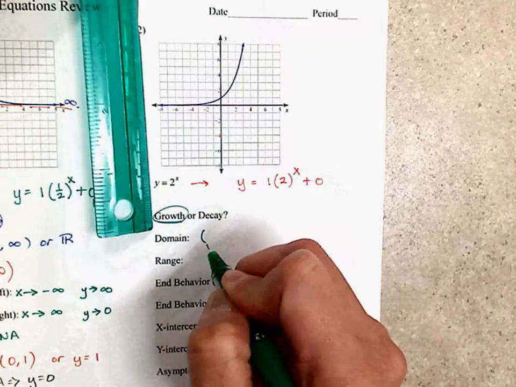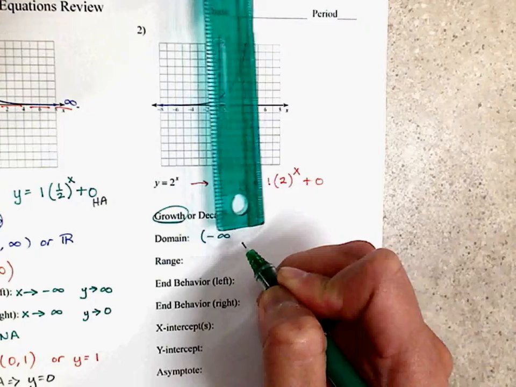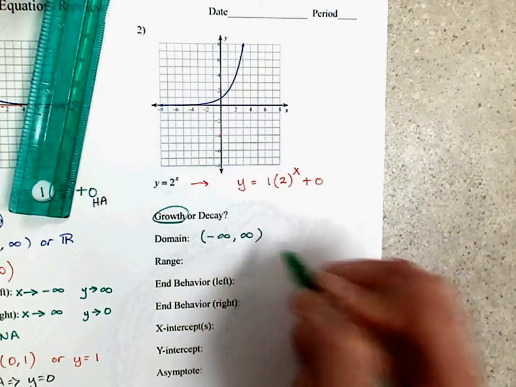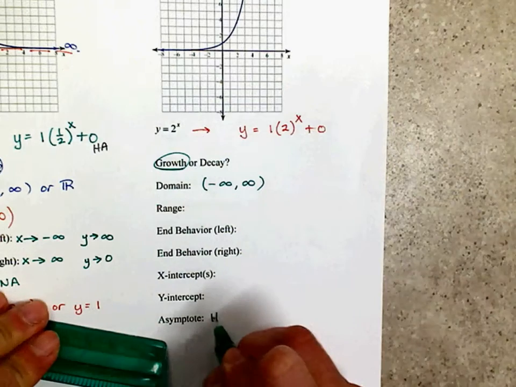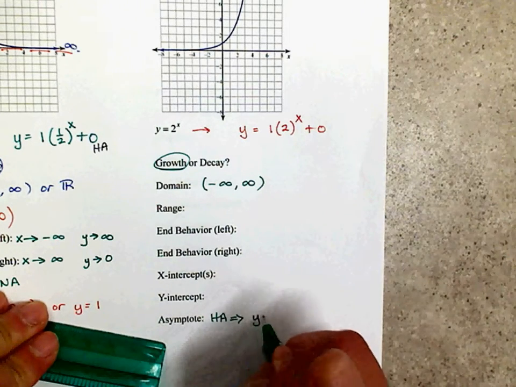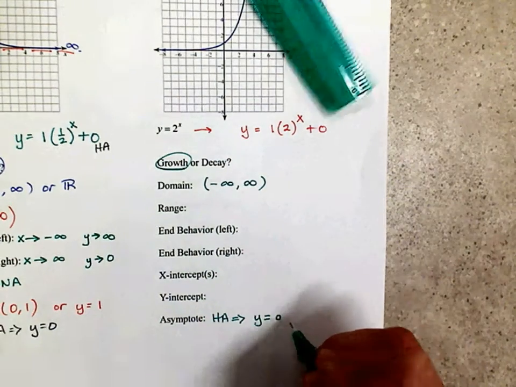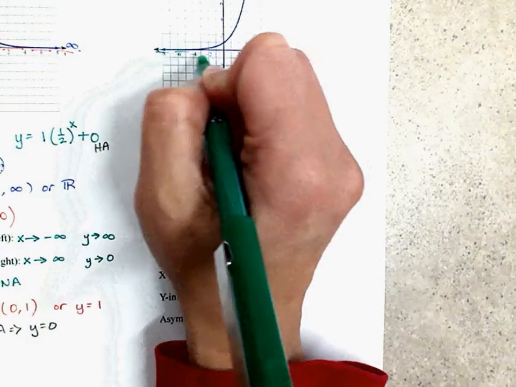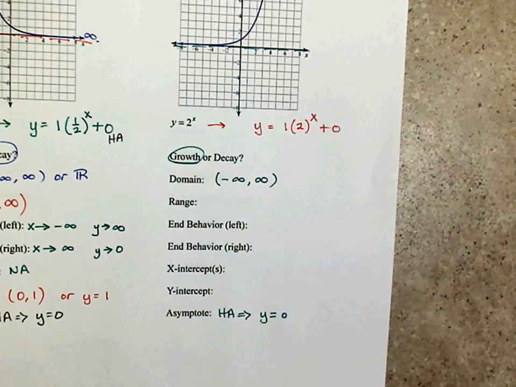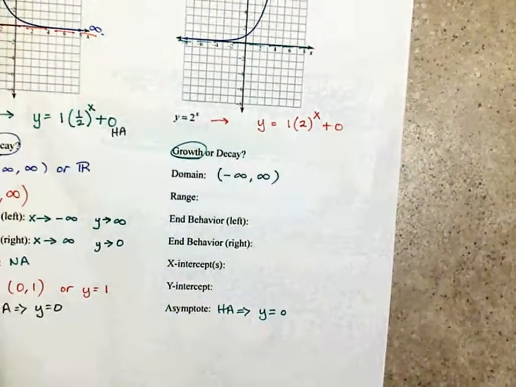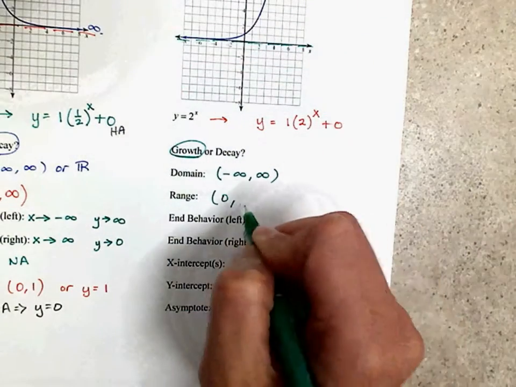Domain is from the left, which is negative infinity, and that arrow keeps going to the right, never stopping, to positive infinity. Before you start, go to your horizontal asymptote first. So that's y equals, see that 0? That tells you that this is your horizontal asymptote, okay? That's basically your x-axis. Knowing that, you now know your range. Starting at 0, going all the way up to positive infinity.